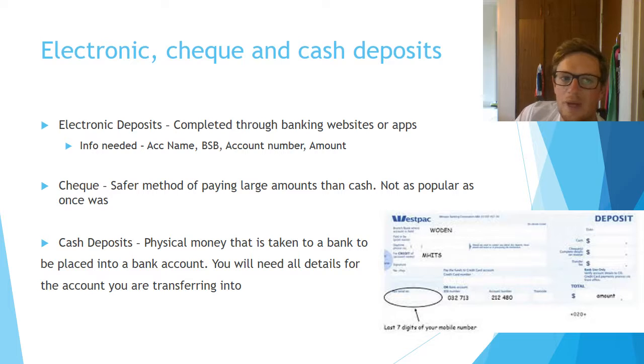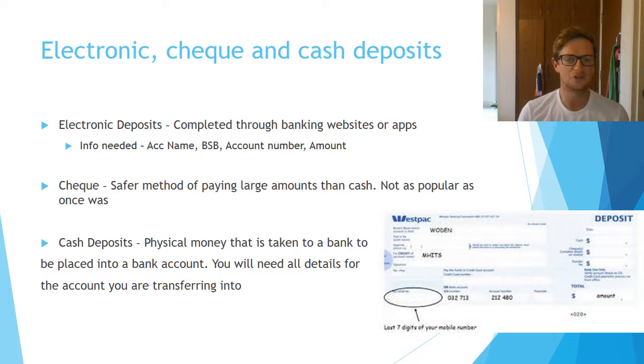Alright, so the first part we're talking about is electronic check and cash deposits. So basically this is any way that you can get money into an account. Okay, so electronic deposits. So generally used internet banking. I'm sure everyone's got an internet banking app on their phone.